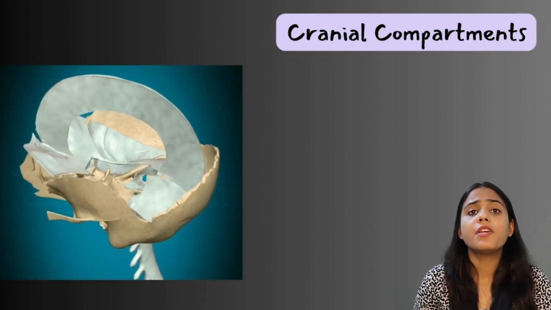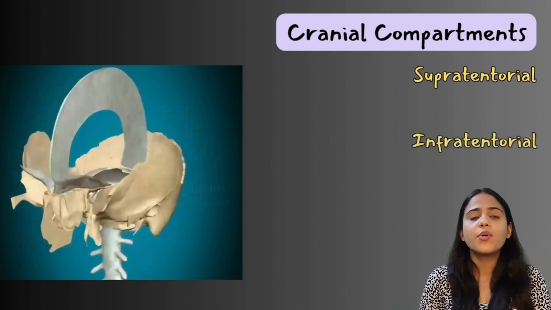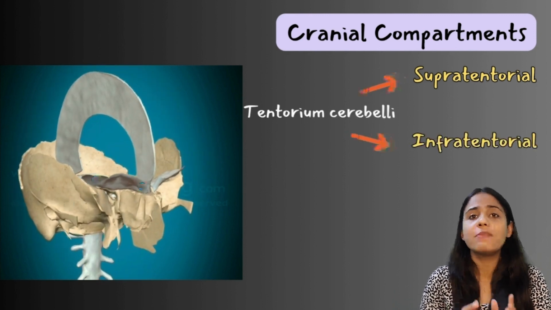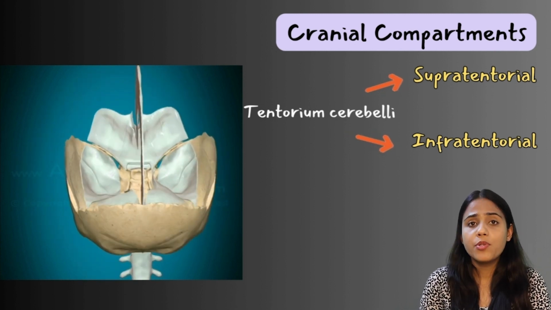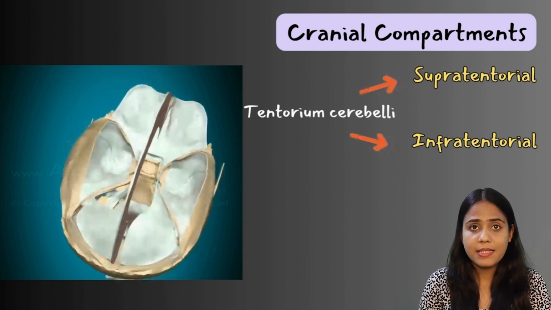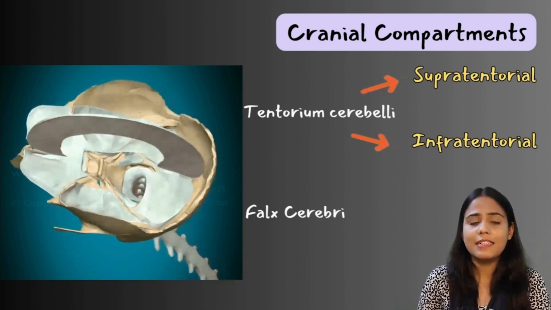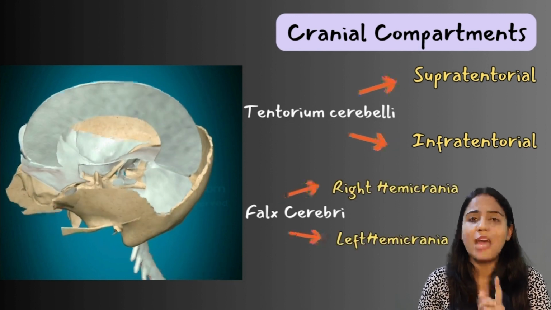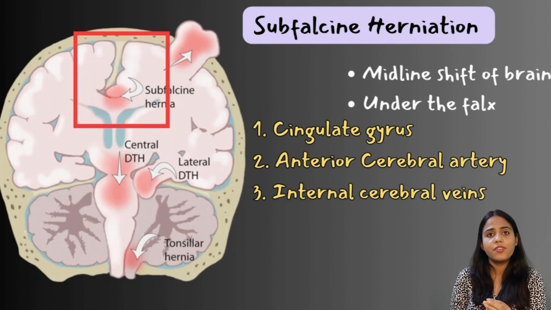Before learning further, we must know that our intracranial cavity has been divided into a supratentorial and infratentorial compartment by the second largest dural fold, the tentorium cerebelli. The infratentorial compartment is composed of the cerebellum, the brainstem, and the fourth ventricle. The supratentorial compartment is in turn divided by the largest dural fold, the falx cerebri, into a right and left hemicrania.